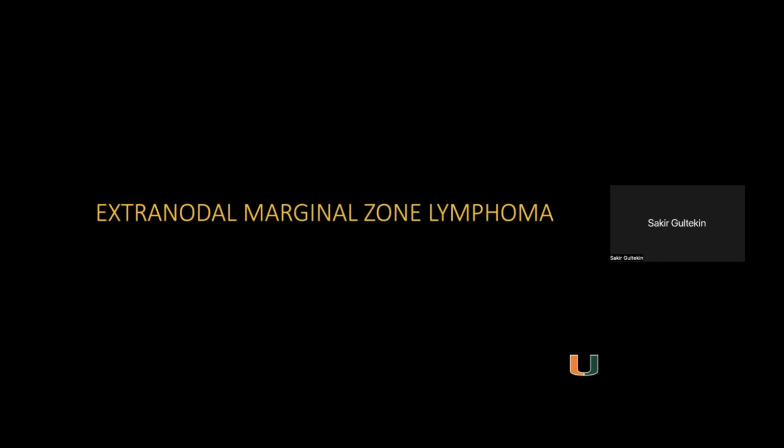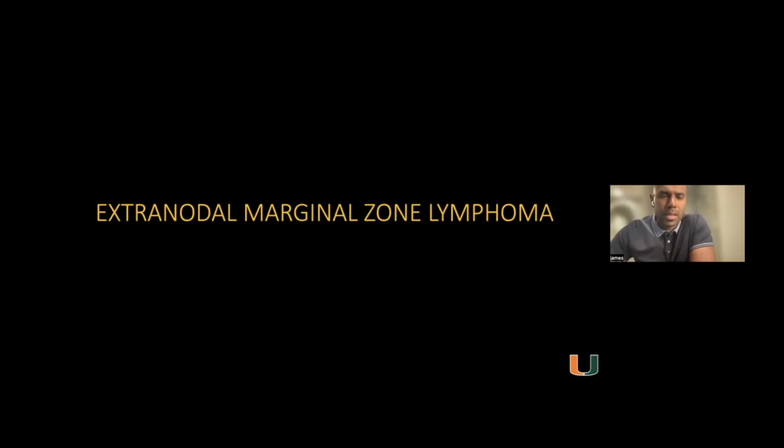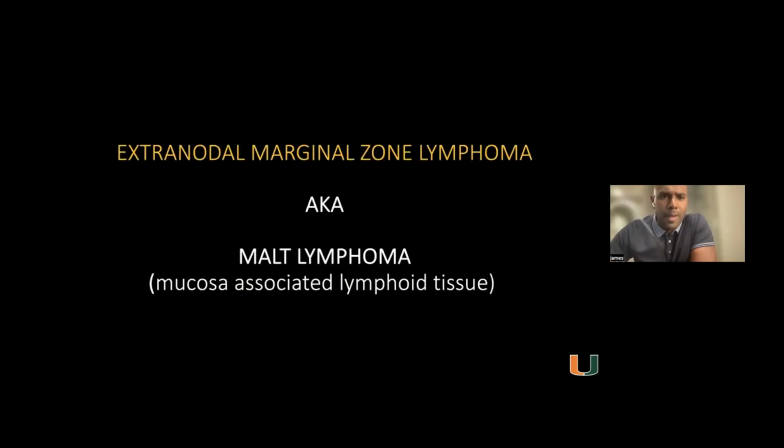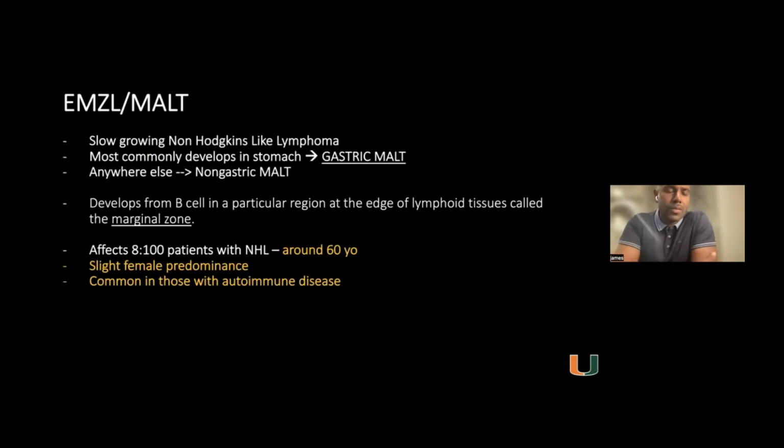Go ahead. So yes, just like Dr. Gultekin said, the diagnosis was extranodal marginal zone lymphoma, and just kind of dusting off those neurons from back in med school, it's also known as MALT lymphoma, mucosa-associated lymphoid tissue. It's very interesting. It's a slow-growing non-Hodgkin's-like lymphoma. Most commonly, when we hear it, we think of it under the term gastric MALT because it tends to involve the stomach. But anywhere else, it's called non-gastric MALT.